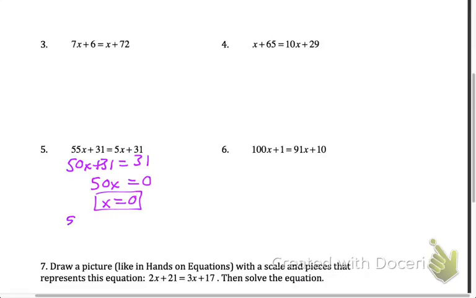Let's check this out to see if it works. 55 times 0 plus 31, is that the same as 5 times 0 plus 31? It is, because I get 31 on both sides, so that's equal.